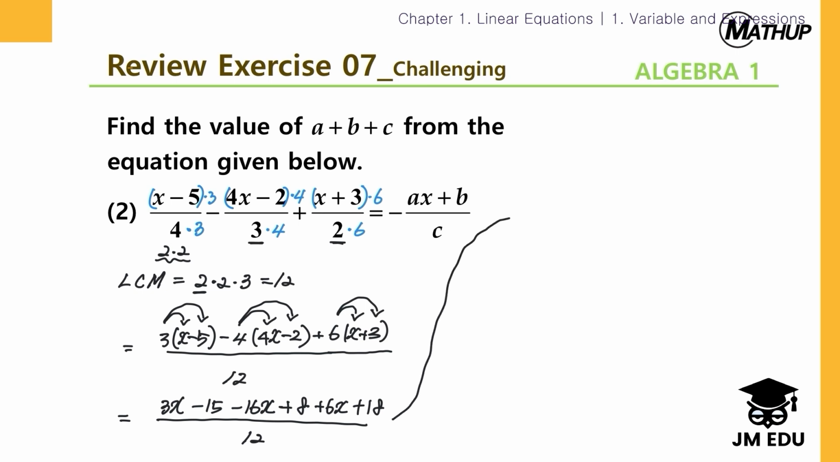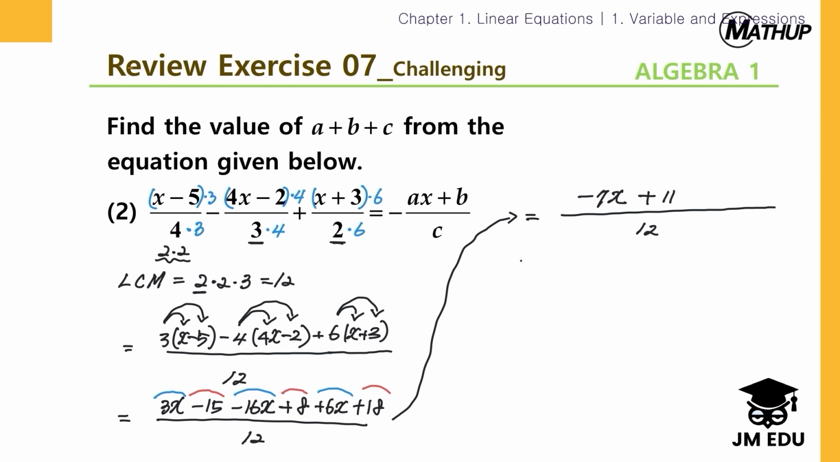So that is equal to, here the denominator is 12. Here we have x terms: 3x minus 16x plus 6x. So 3 minus 16, that's minus 13, plus 6, that gives us negative 7, right? Minus 7. So that's minus 7x. Here we have constants: minus 15 plus 8 plus 18. So that's 3 and 11, isn't it? 11. Plus 11.